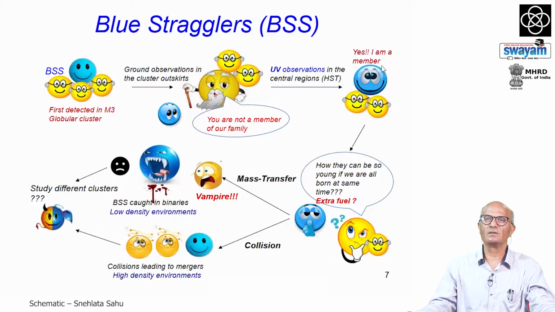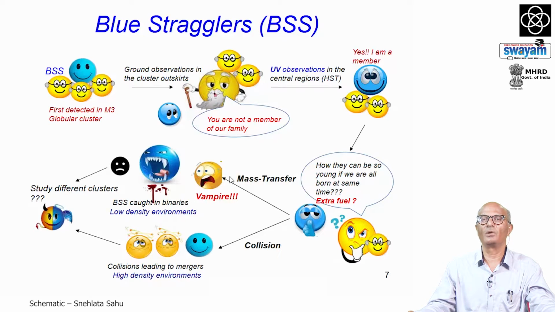So, all these things just joined together, and all the evidence proved that yes, they are cluster members. Then the question arose: how can they be so young if they are cluster members? And the other question is how they are able to get extra fuel if they are members. For that, as I mentioned earlier, there are two competing theories.